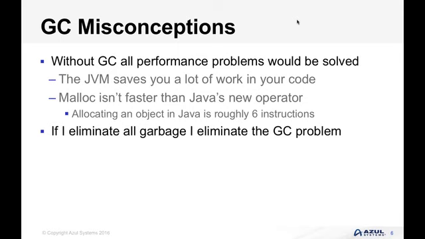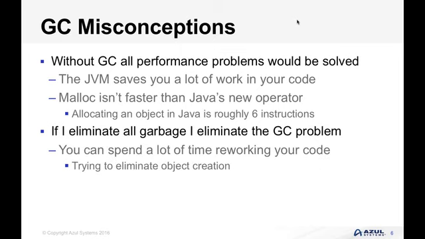Other things that people do is they say, well, how about if I just eliminate all of the garbage from my application? Garbage collector is causing me problems. Why don't I stop creating garbage in my application, and then the garbage collector won't have to do any work, and my performance will be massively improved? Well, yeah, you can do that. The reality is, though, you will spend a lot of time trying to rework your code. You will focus on things which are not the problem you're trying to solve. You will be trying to solve the problem of not generating objects, not generating garbage, rather than solving the business logic issue that you need your application to deal with. You're simply trying to eliminate object creation.